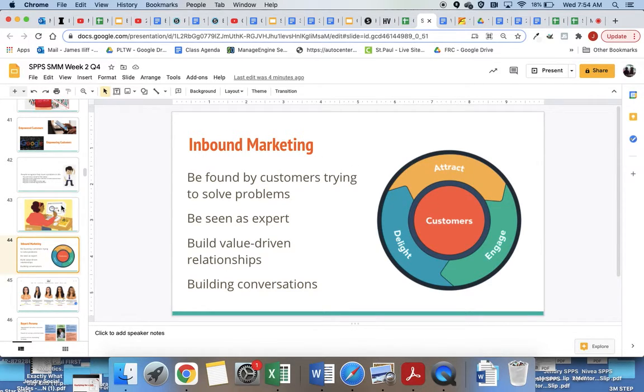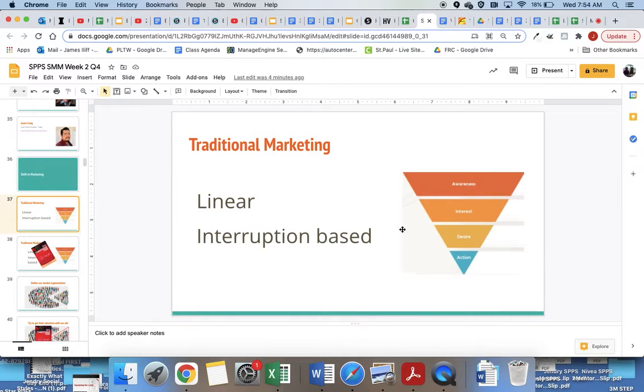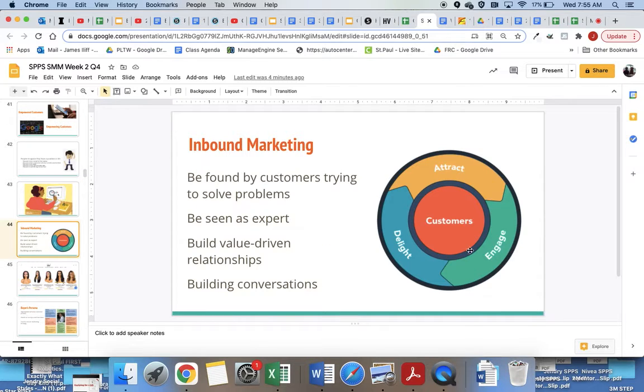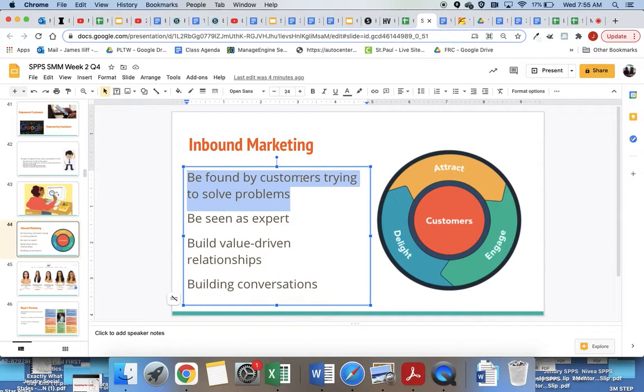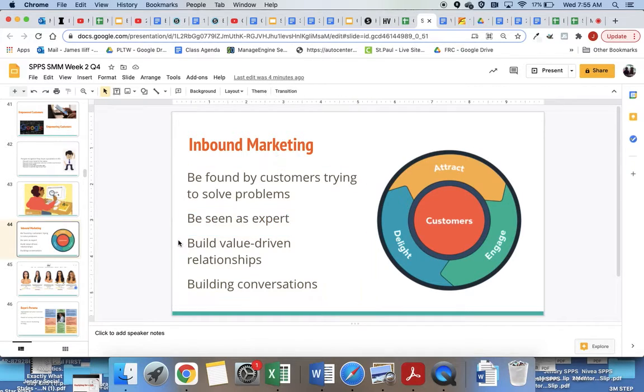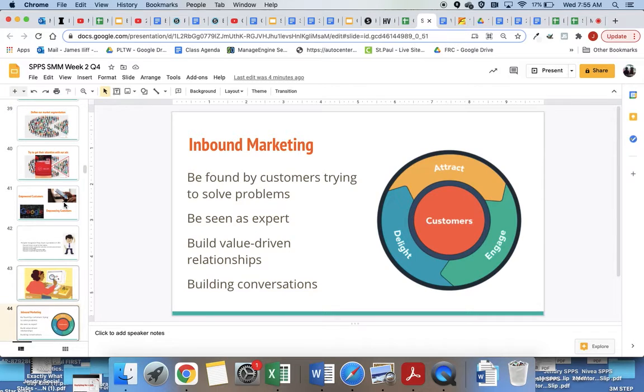They've switched over from the traditional sales funnel. They've switched over to inbound marketing. And the goal is to be found by customers trying to solve problems, to be seen as an expert, to build conversations, and to build relationships with prospects where they see you as an expert, helping solve their problems. So this is really cool stuff. This is professional stuff. This is like what our best marketers are doing right now. And you guys are learning it.